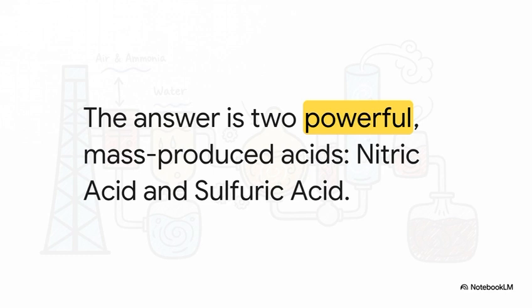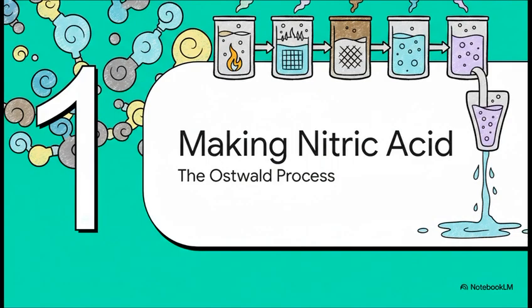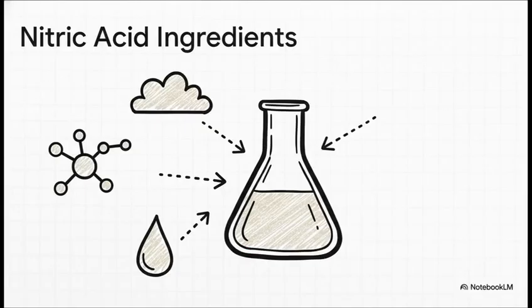So what we're going to do is go on two separate journeys to see the incredible engineering it takes to create them. First up, nitric acid. It's made using something called the Ostwald process. And for this one, the name of the game is speed and heat. We're going to see how you transform simple gases into a powerful liquid with just incredible efficiency.